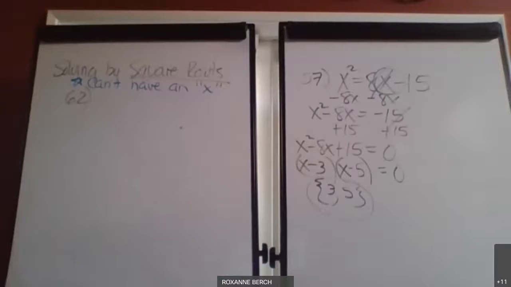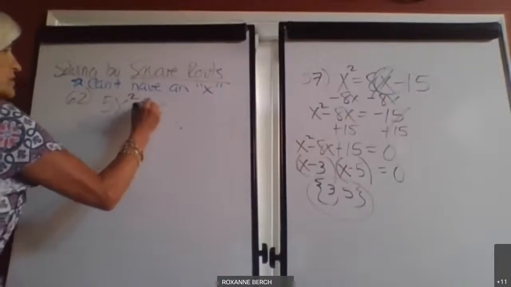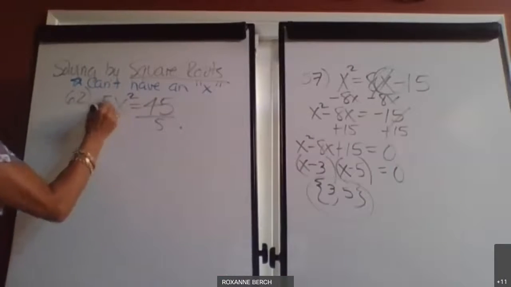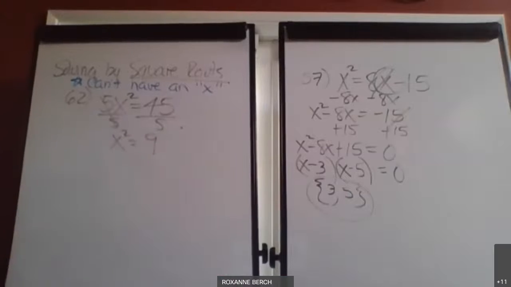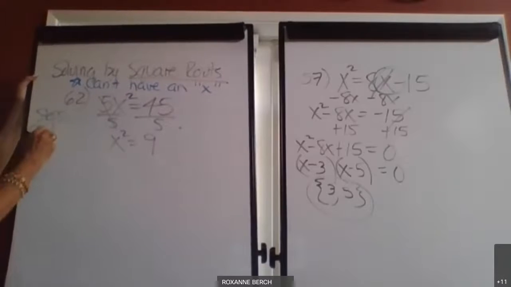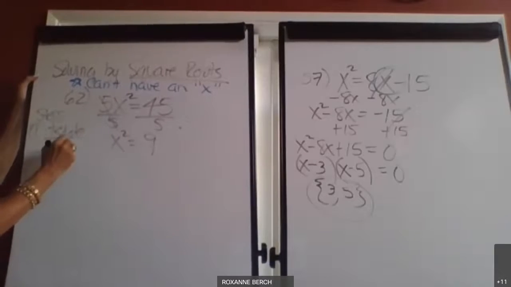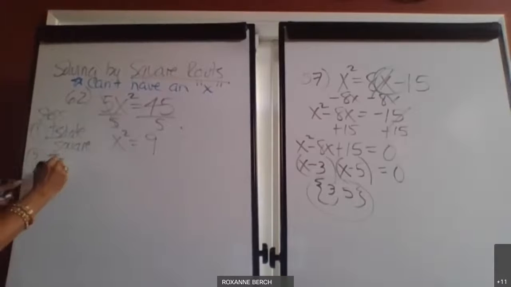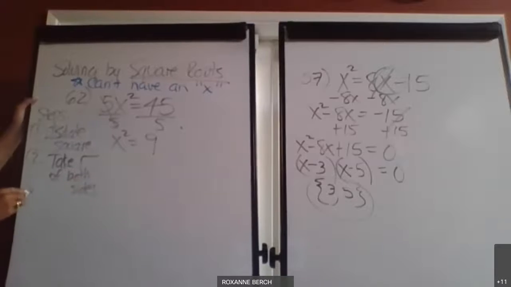So in number 62, it looks like 5x squared equals 45, but we can do it because it doesn't have an x. So what we're going to do is simplify by dividing both sides by 5. So x squared is equal to 9. Now, if you notice, with square roots, we don't set it equal to 0. We isolate the square. Then we take the square root of both sides. And then, just a little note, don't forget to put plus or minus when you take the square root of both sides.